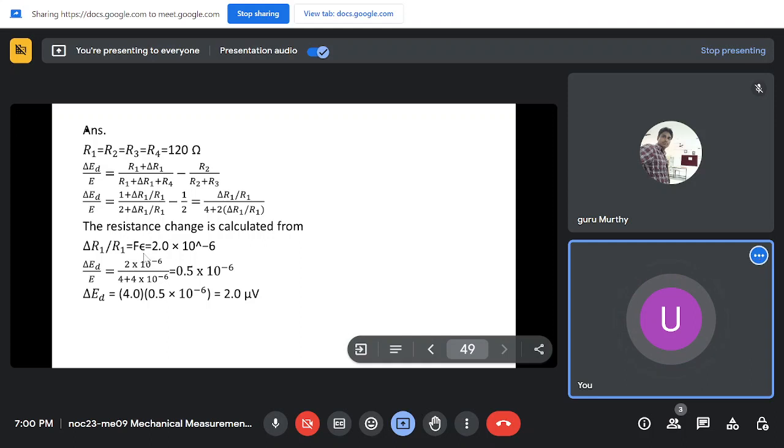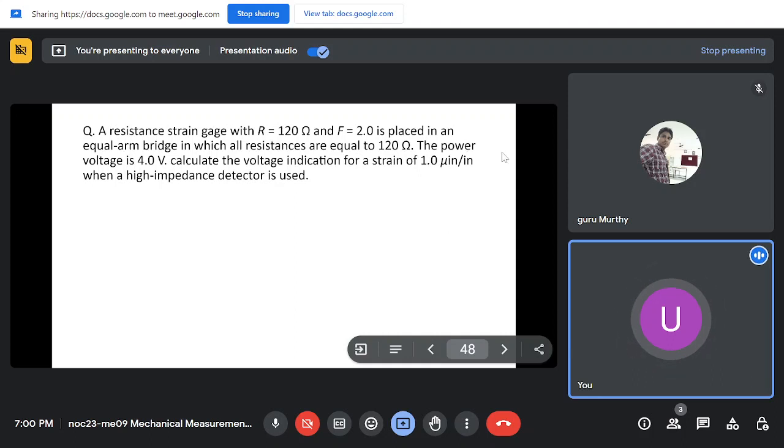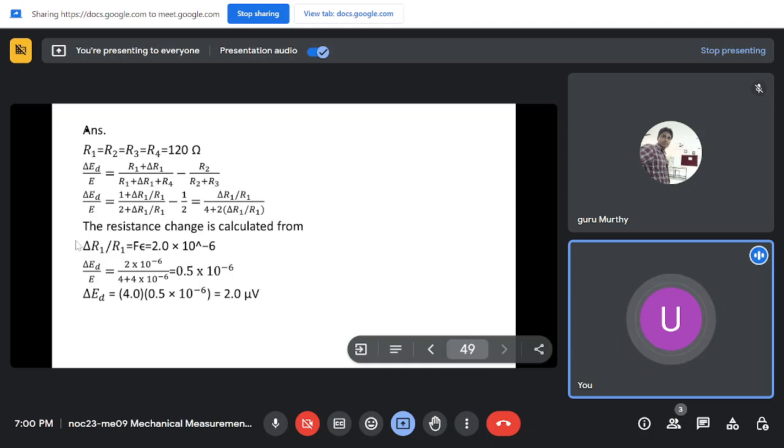F is the gauge factor, epsilon is the strain. So 2 into 10 power minus 6, because strain is 1 micro inch per inch. So on substituting, the fractional change in resistance is 2 into 10 power minus 6. We substitute that in the expression, so we get 2 into 10 power minus 6 by 4 plus 2 into 2, which is 4 into 10 power minus 6. So this will give you 0.5 into 10 power minus 6. That is the fractional change in the voltage with respect to supply voltage. So we multiply that by the supply voltage, which is 4 volts, which will give you 2 microvolts. So that is the change in voltage that the galvanometer of the Wheatstone bridge will indicate, a voltage of 2 microvolts.